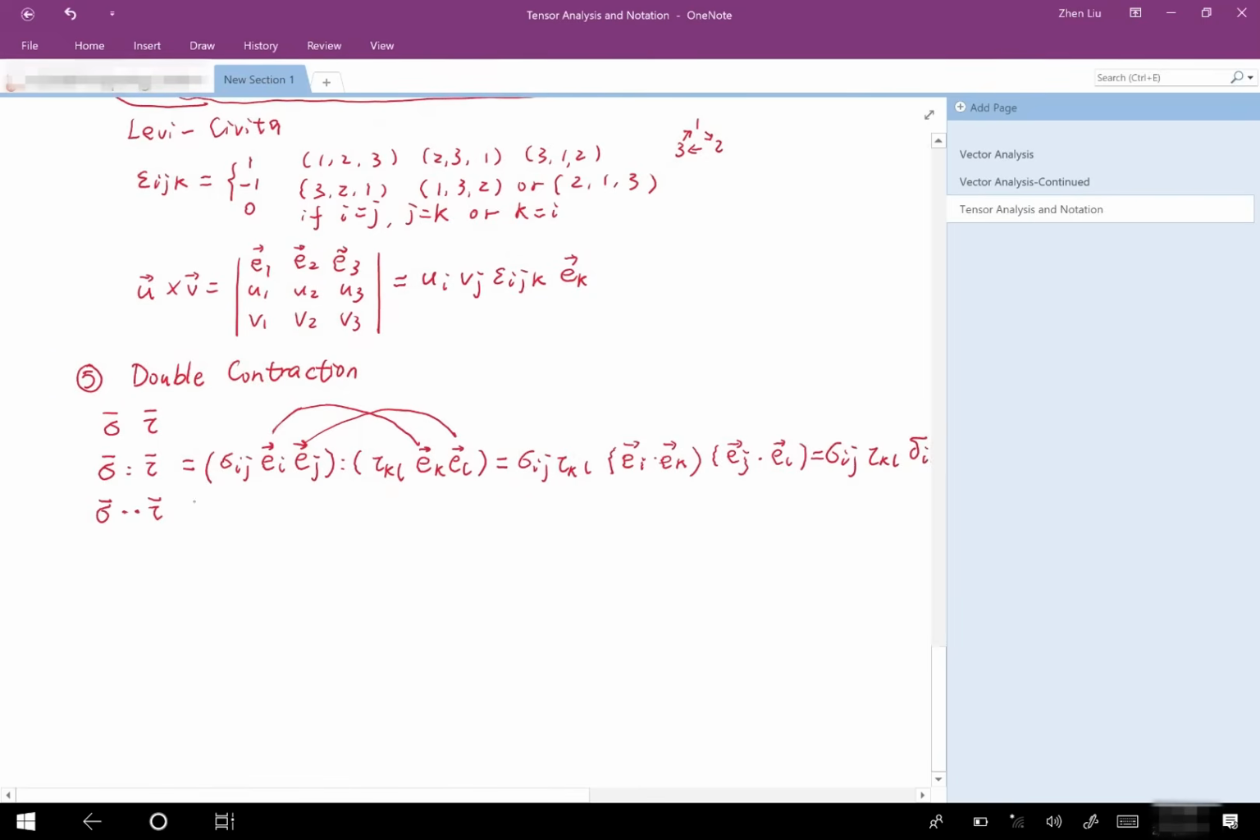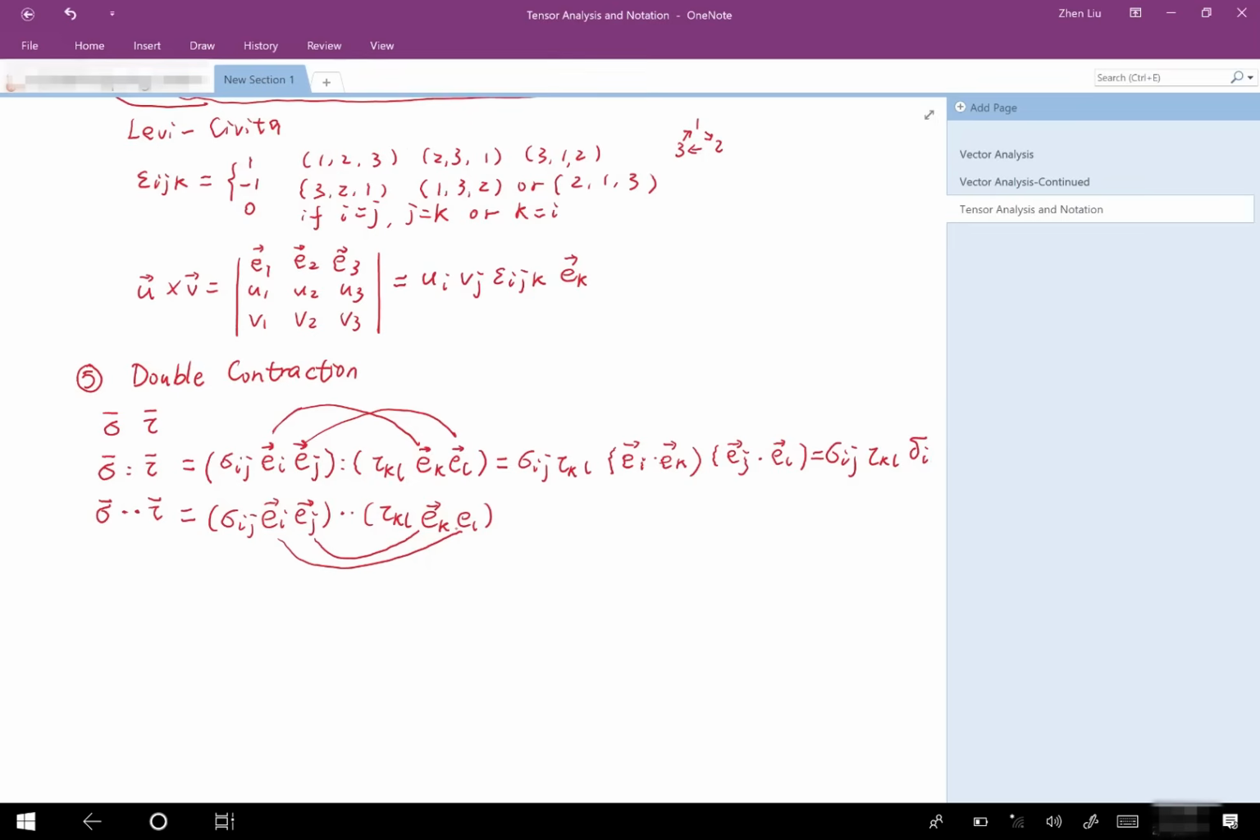So for the other one, it's similar. So it's sigma ij e_j, and then tau kl e_l. So it's different because this one will have two inner ones with a dot product, and the other two outer ones have another dot product.